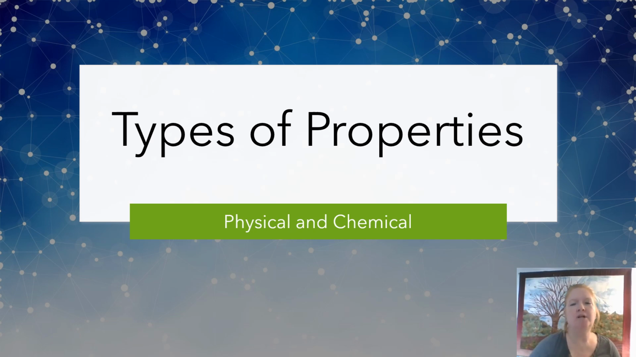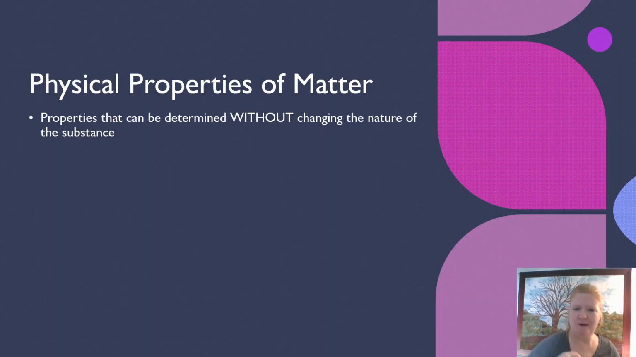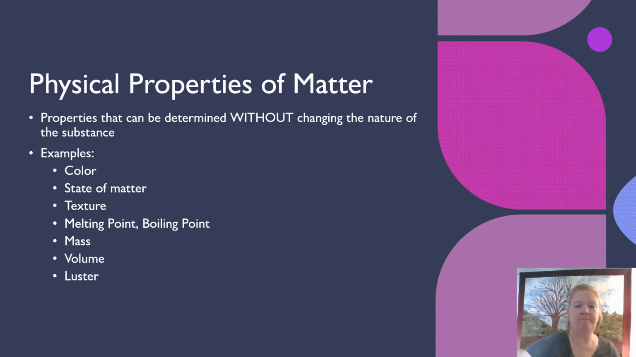Okay, we're going to do properties first. Two types of properties, physical and chemical. What do I mean by physical properties of matter? They're properties that can be determined without changing the nature of the substance. So water would still be water. Sodium chloride would still be sodium chloride. Carbon dioxide would still be carbon dioxide. Examples of these kind of properties, the color, the state of matter, texture, melting point, boiling point, mass, volume, luster, a whole slew of things. We aren't changing the nature of the substance, we're just describing it in some way.